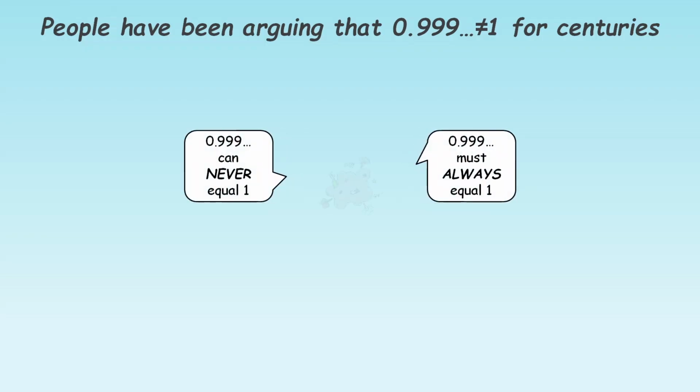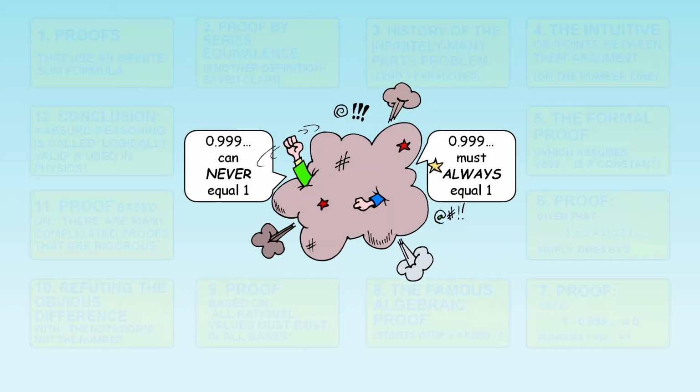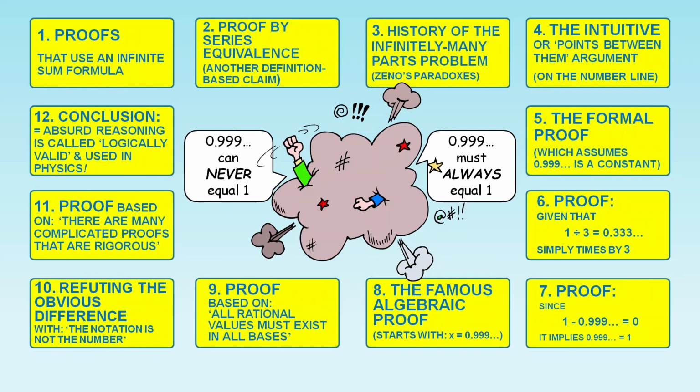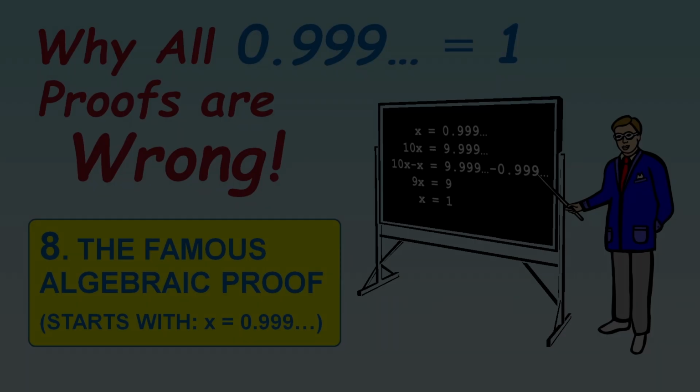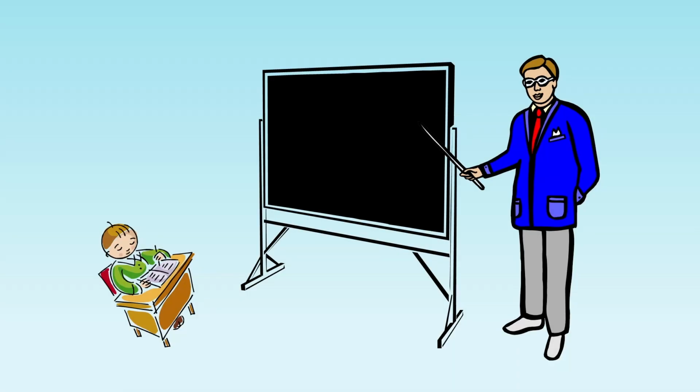People have been arguing for centuries that 0.9 recurring can't equal 1. This might be because we can produce a pretty good argument against any proof that 0.9 recurring equals 1. And we will examine one of those arguments now. Another really popular argument is called the algebraic proof, and it goes like this.